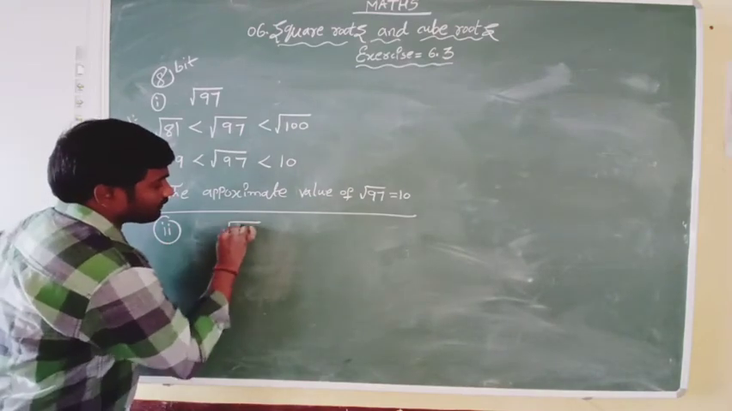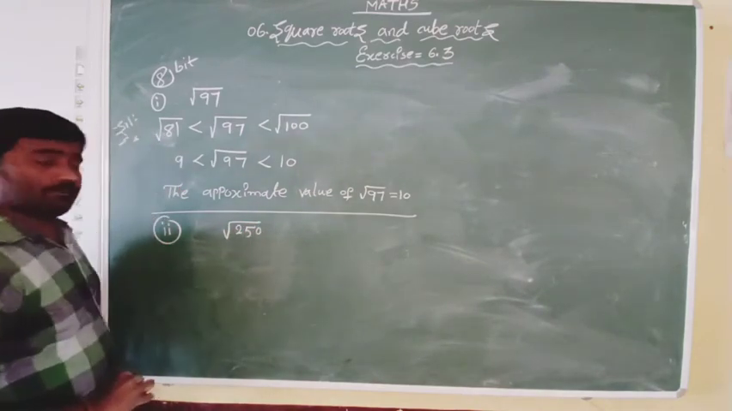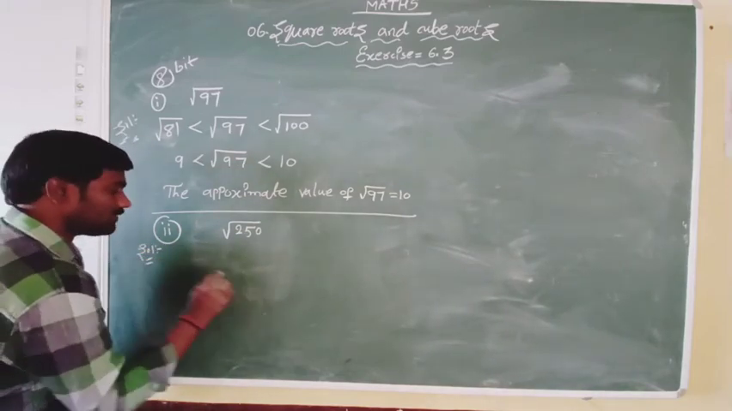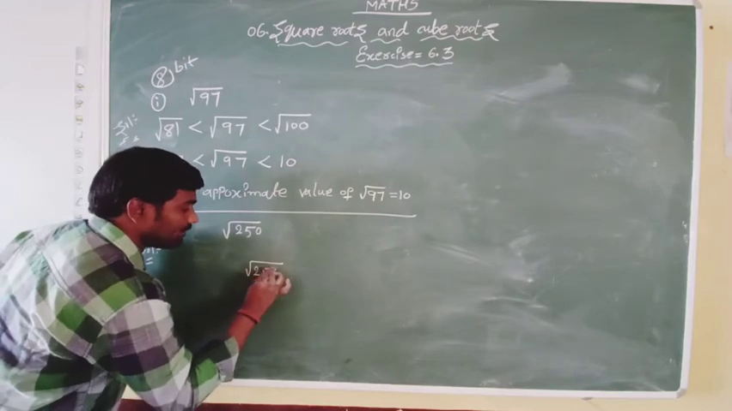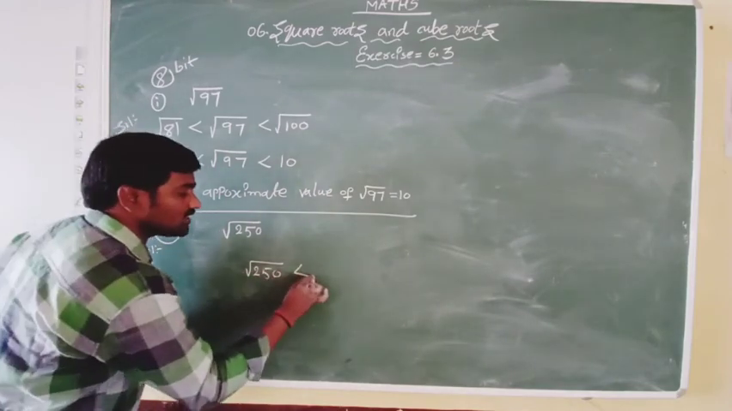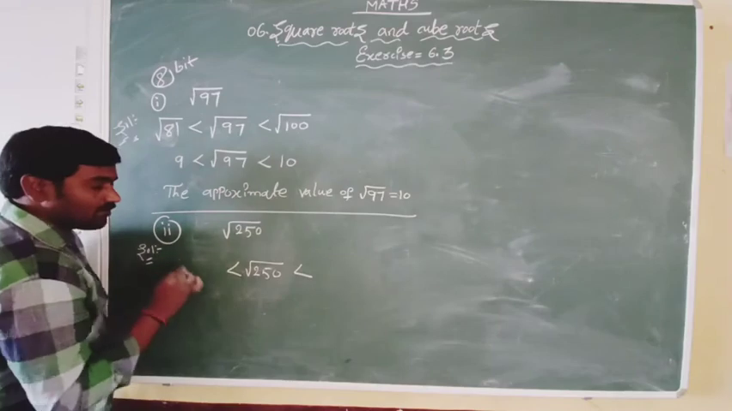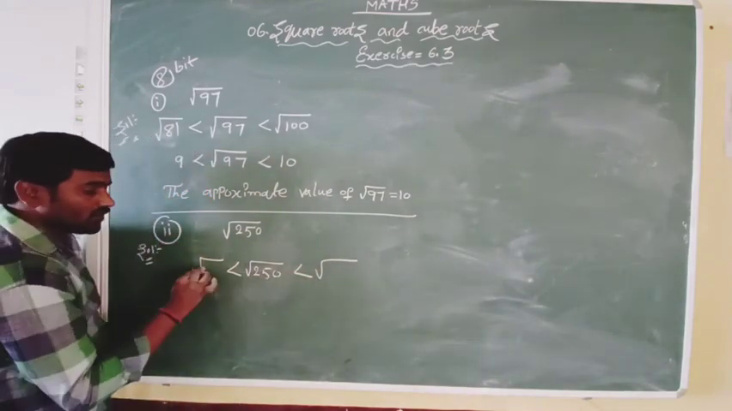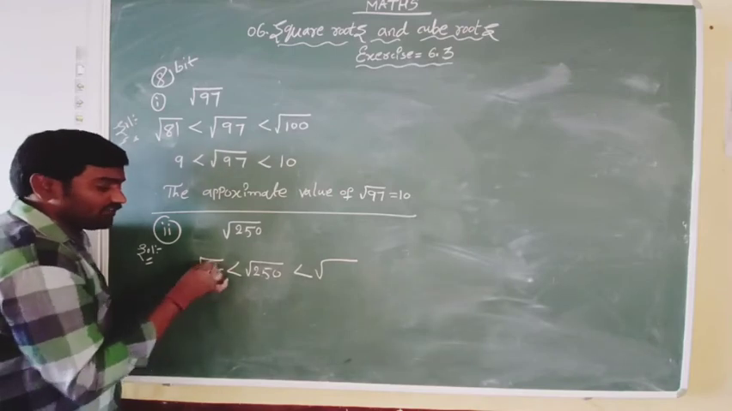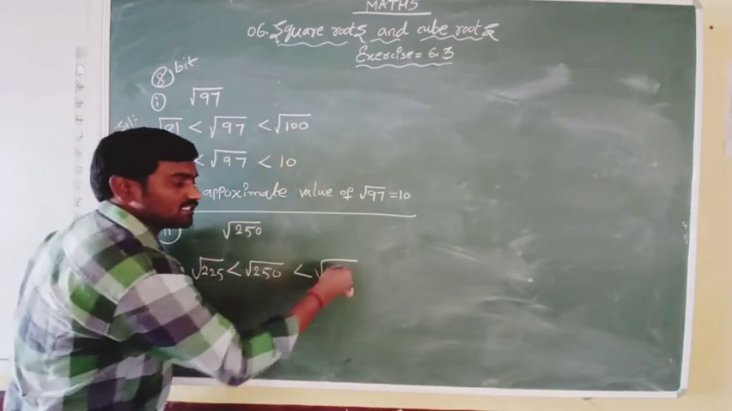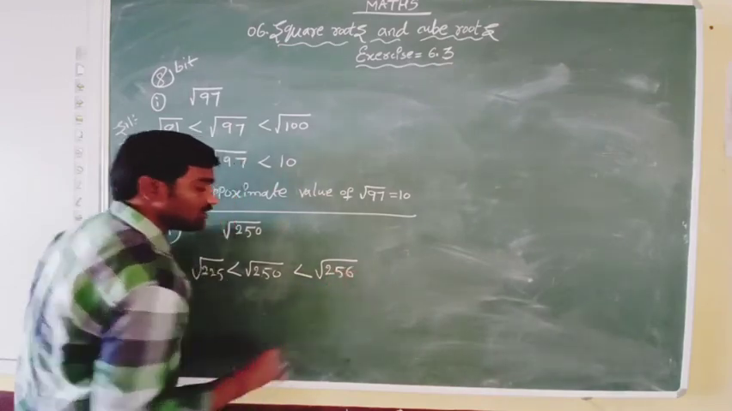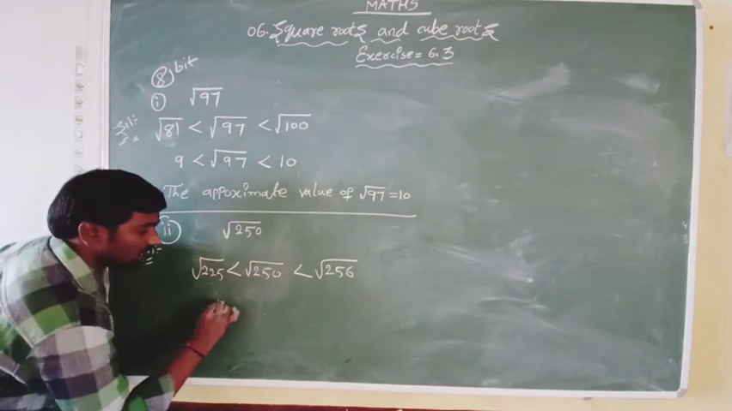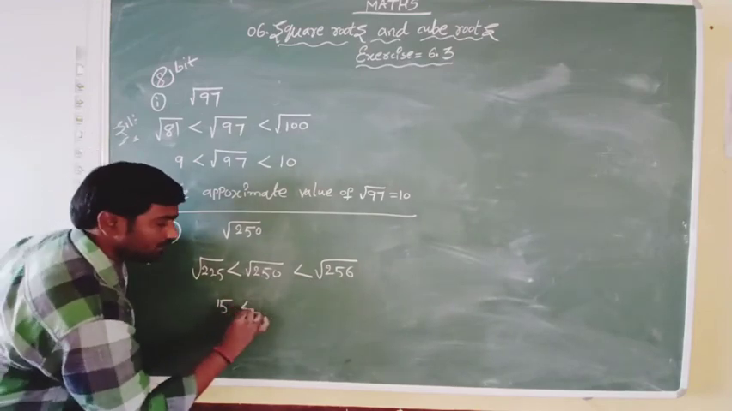The square root of 250. So let us write here. This step is very important. Square root of 250 we write here in the middle. More than this one number and less than this number, one perfect square we have to write here. Before 250 there is 225, which is 15 square. Here 16 square, right? 256 is 16 square. So under root of 225 is 15.